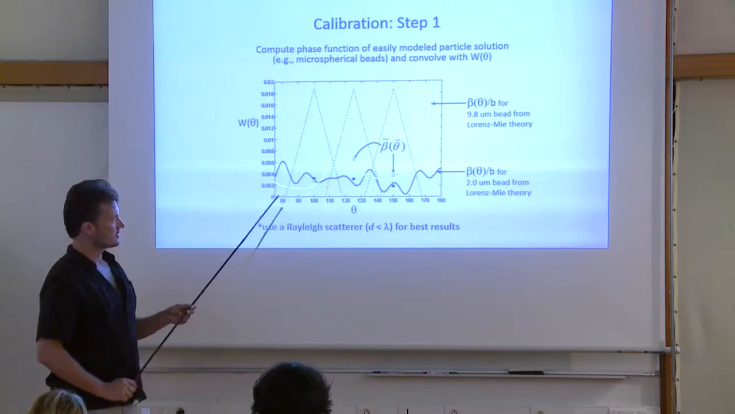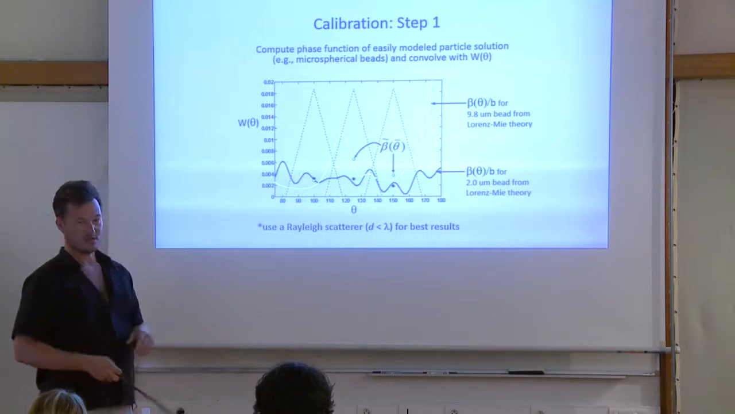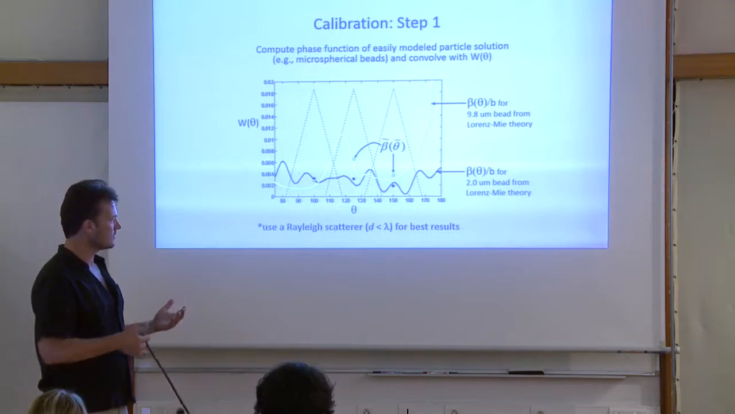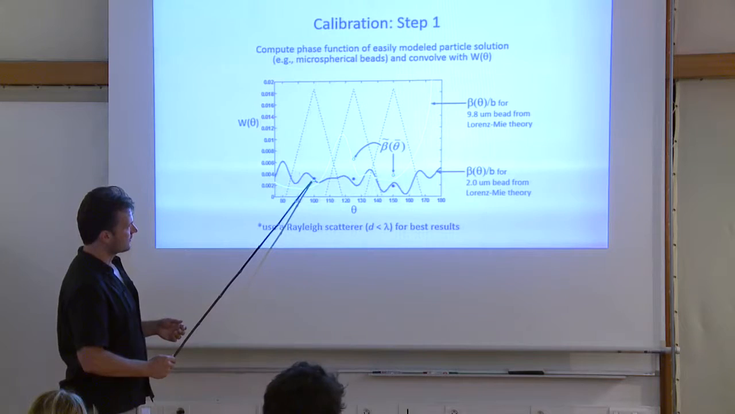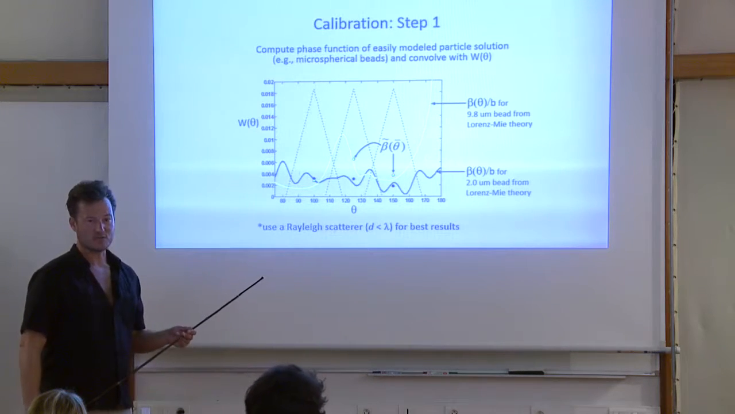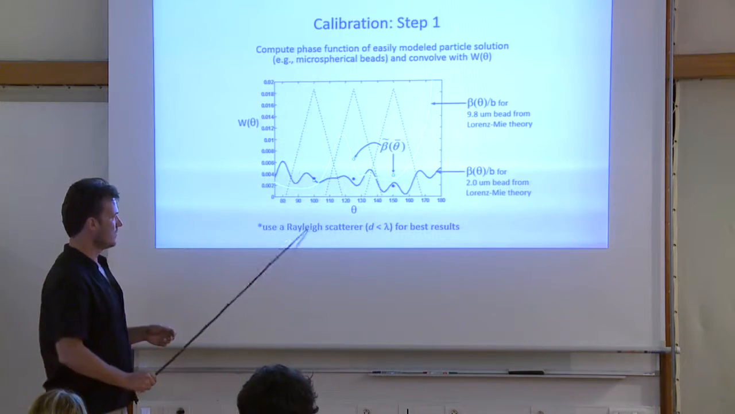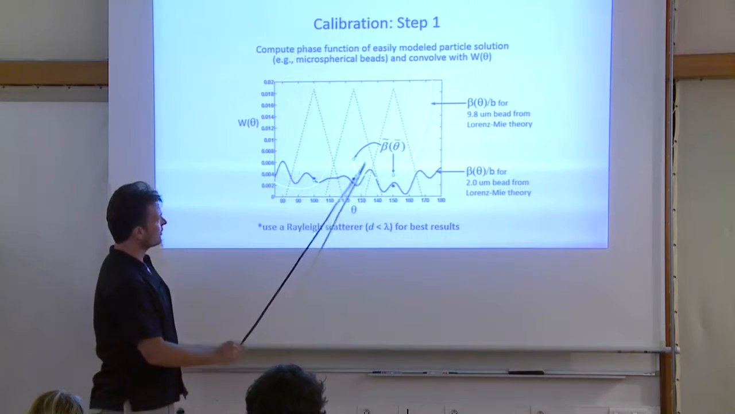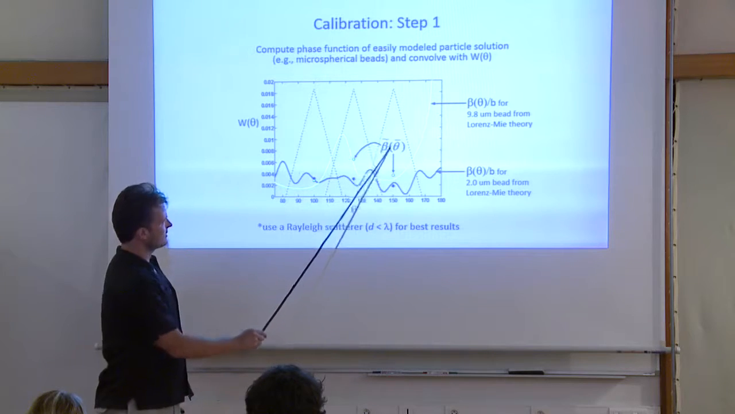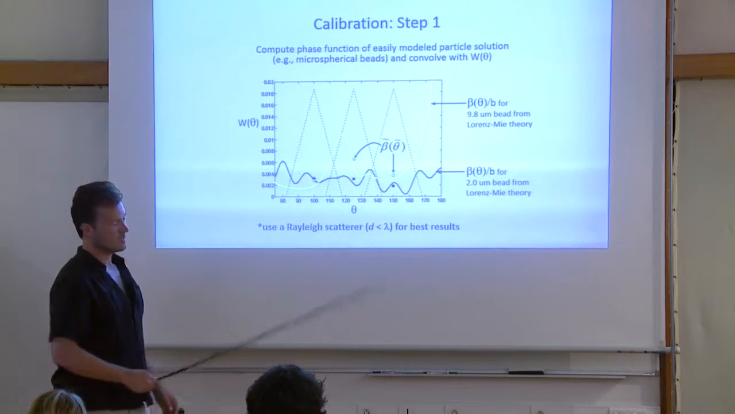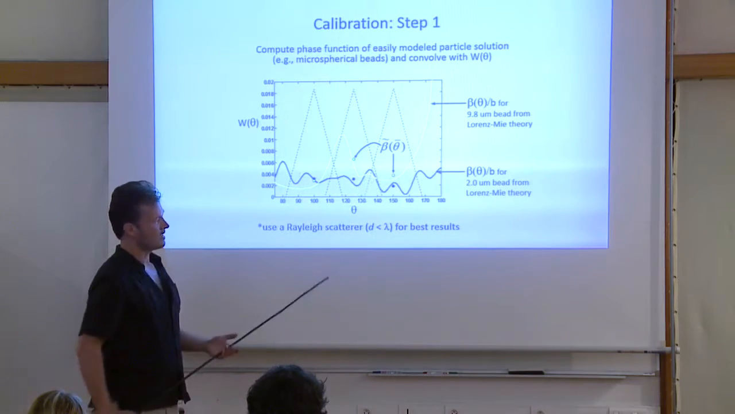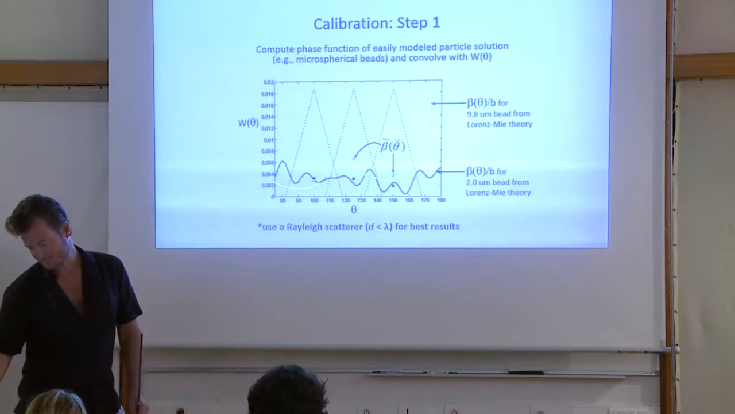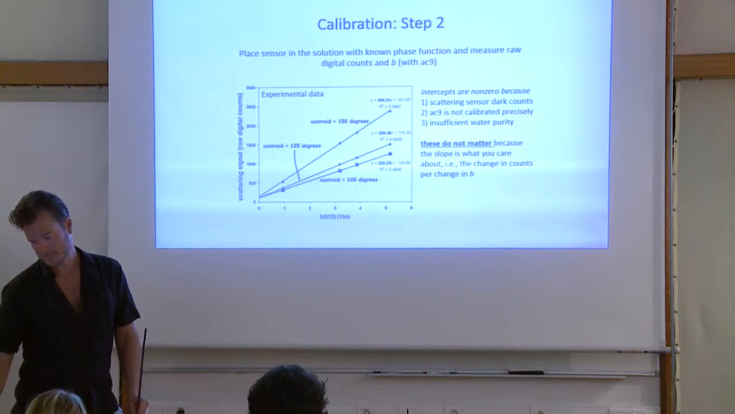These oscillations, if there's any uncertainty in our analytically modeled weighting function, you're going to have uncertainty in these values that we're using in the calibration. Rayleigh scatters in the backward direction are flat. So if we're a little off in this shape, say it kind of looks like this, we'll still get the same weighted value for the phase function. That's why we use Rayleigh scatters.